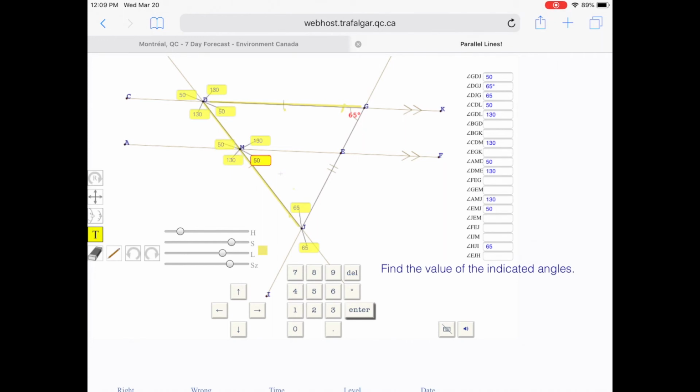65. The supplement of 65 is 115. This is 115 as well. 65, vertically opposite is 65. We've already done the calculation for the supplement, which is 115. 115, 65, 65, 115, and 115. That's all the angles. Double click on the degree symbol and you're done.